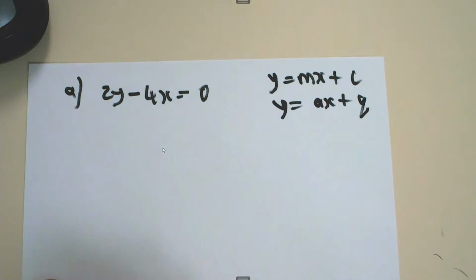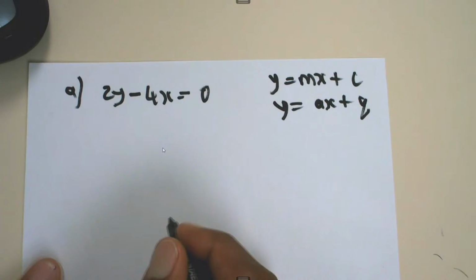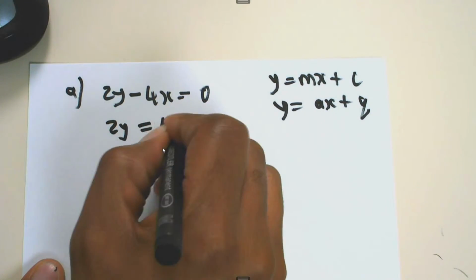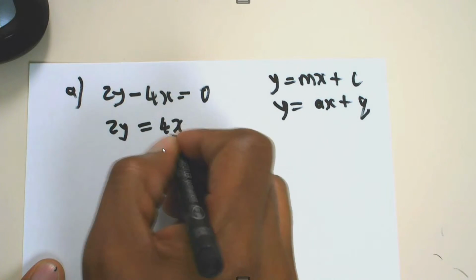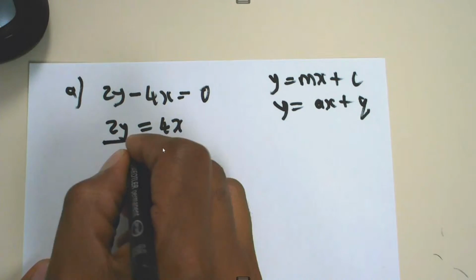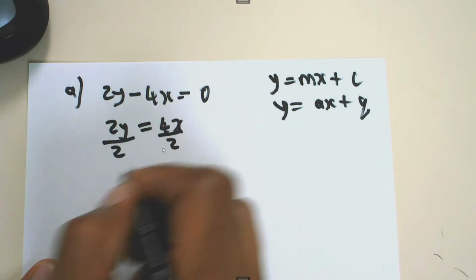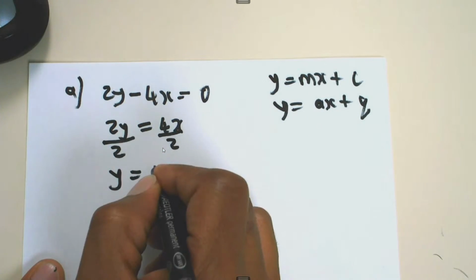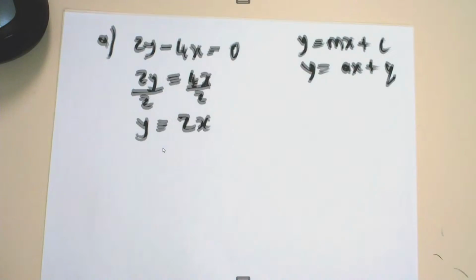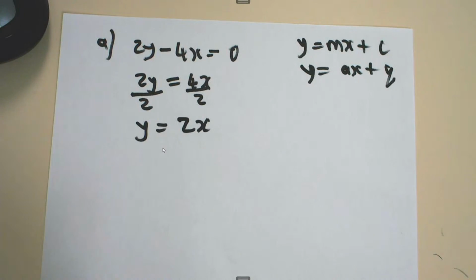Right, now, let's do that. What do we do? 4x must move to the other side. Then it means we have 2y equals 4x. It's a minus; when I move it to the other side, it's going to be a positive. Thereafter, I can divide by 2. Therefore, y is equals to 4 divided by 2, which is 2. Therefore, y is equals to 2x. Here we are. Now, that is the first question.